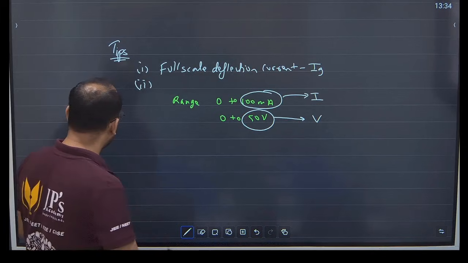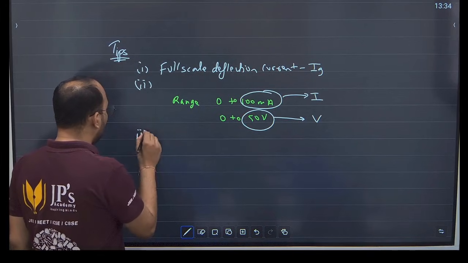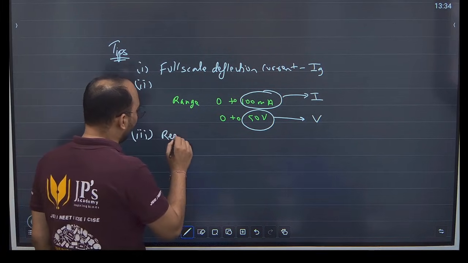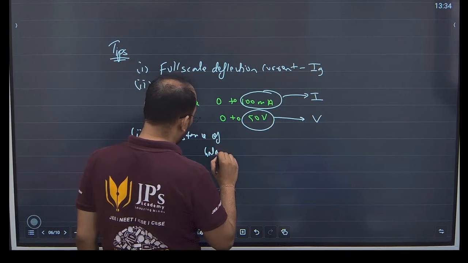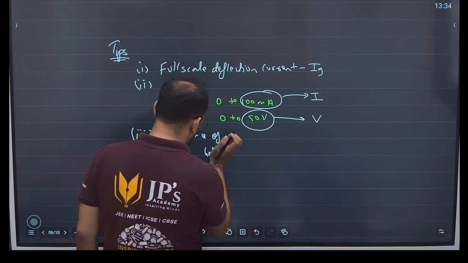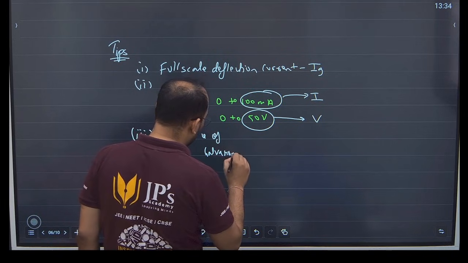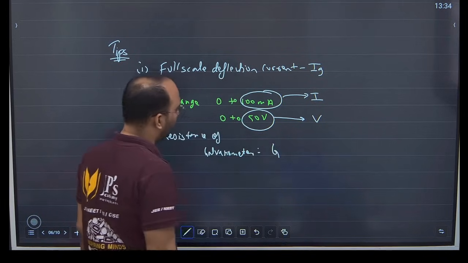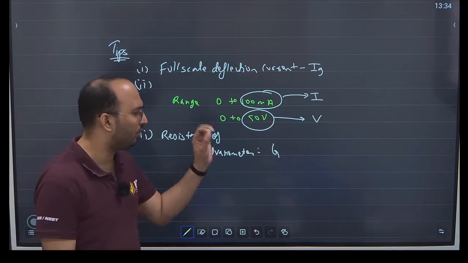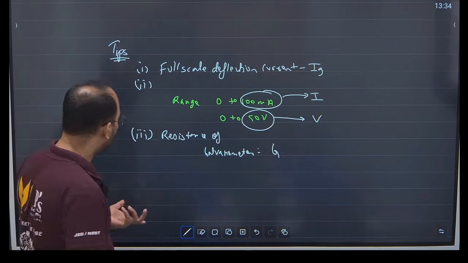And the third point that you should know, this thing is always going to be given. They will say that the resistance of the galvanometer is so and so. Most of the time they will give this value directly, and that will be G. So mostly they will give you Ig, they will give you I, they will give you G, and then you have to just use the formula.